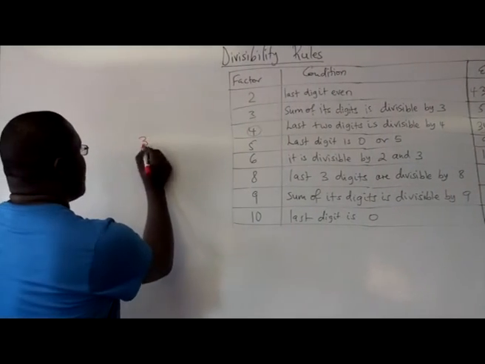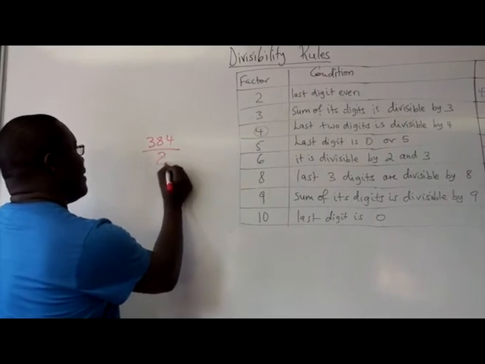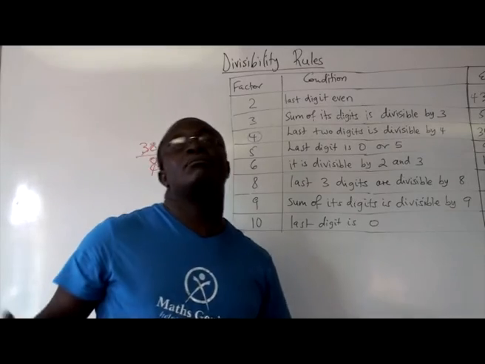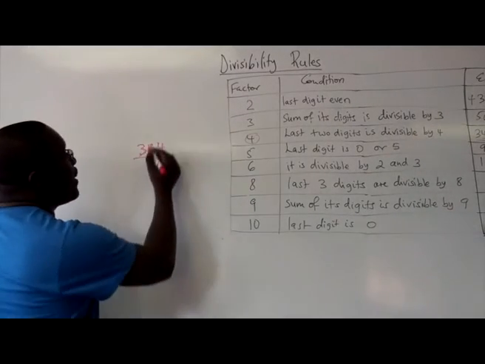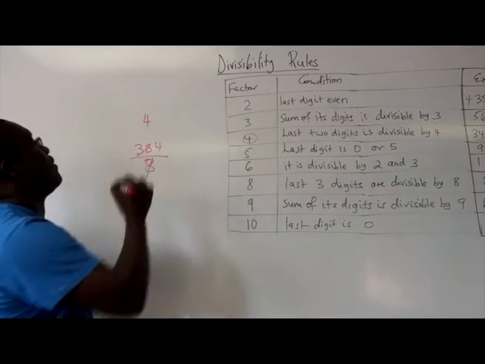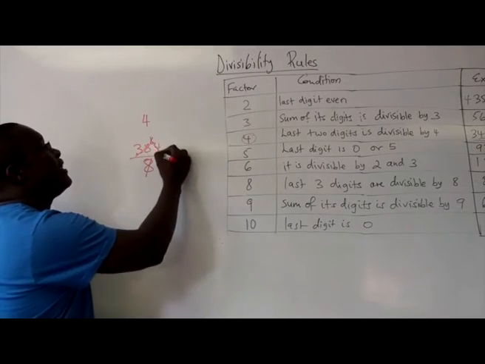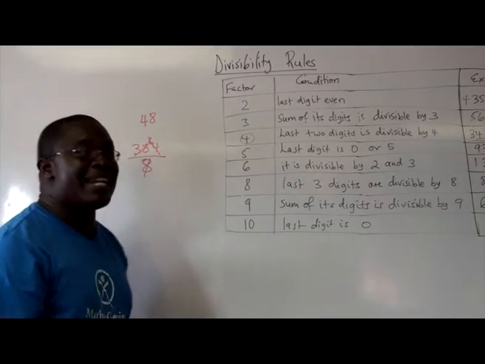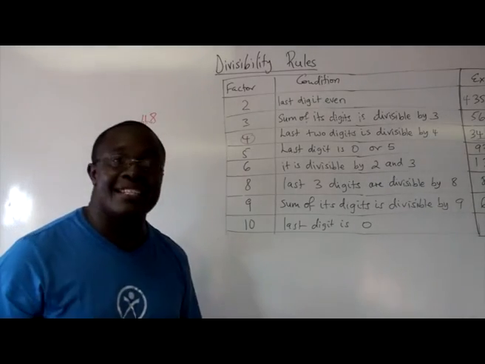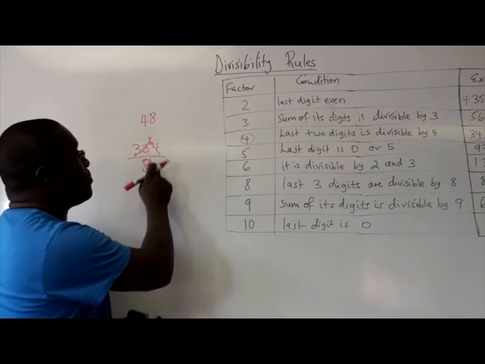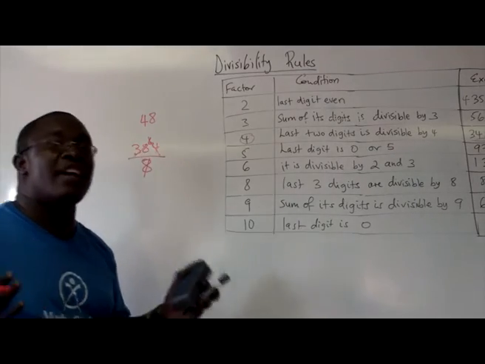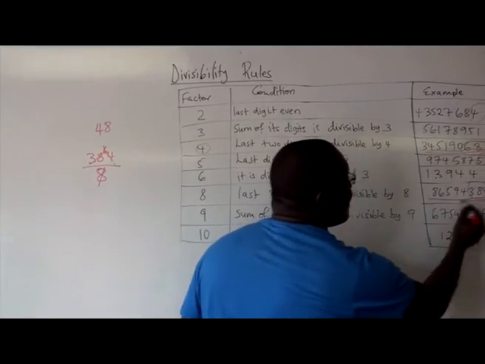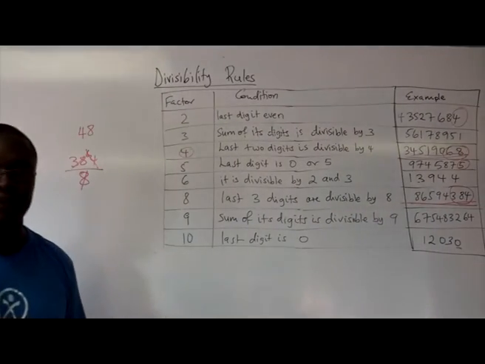Let's see. 384. 8 into 38. What is it going to be? 8 times 4 is 32, so it's going to be 4. Remember? 6. 8 into 64, 8. So that means that this number is divisible by 8 because 48 times 8 will give you 384. Therefore, this whole number is divisible by 8.